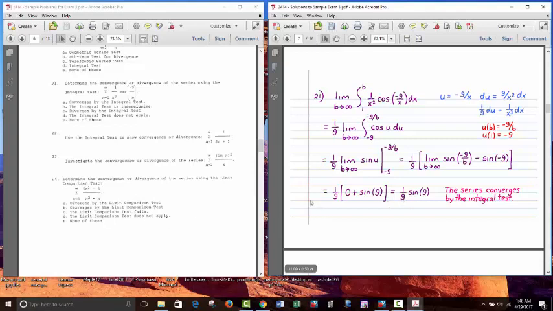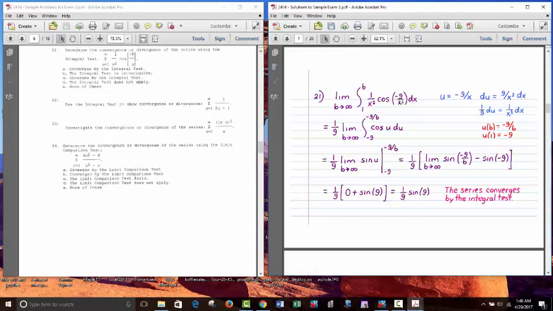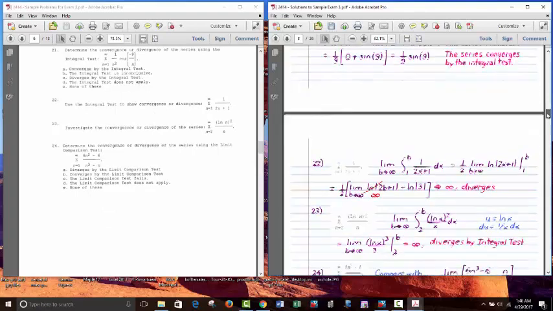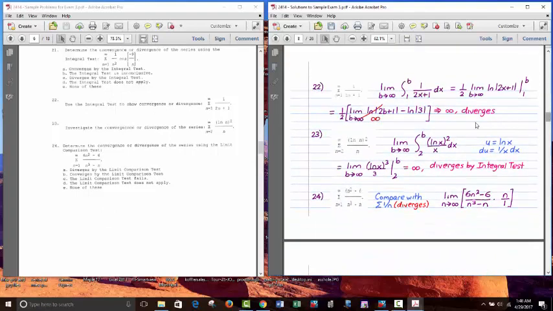Alrighty, so 22 is another integral test problem. And it would not take too long doing a basic U substitution to see that it diverges, because you end up with that ln part that's going to go to infinity. So it diverges.